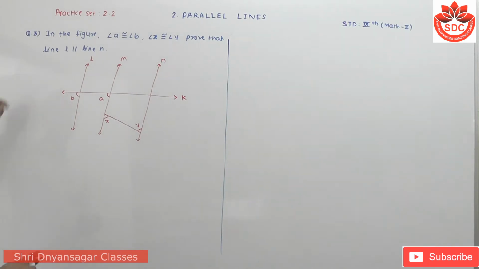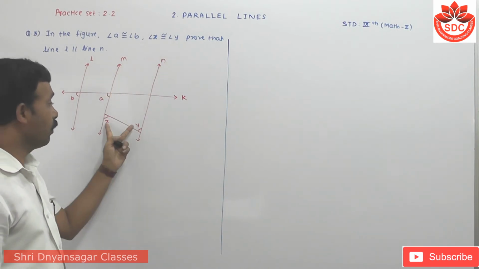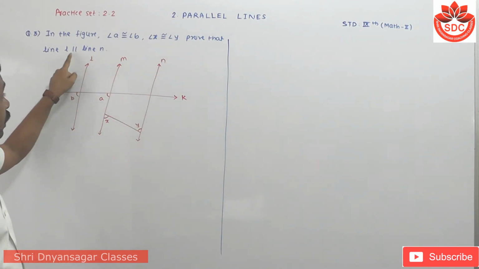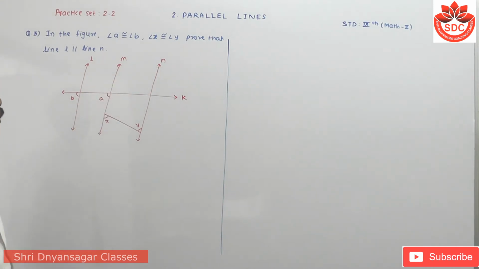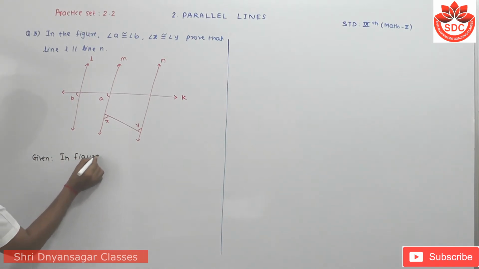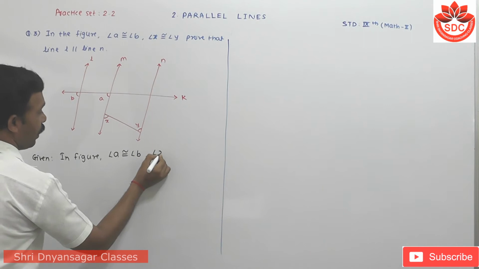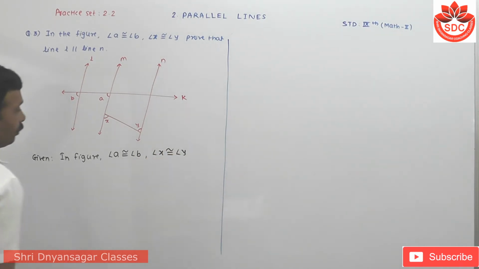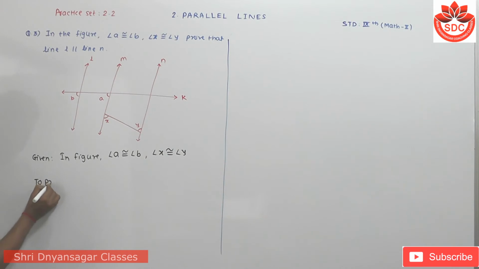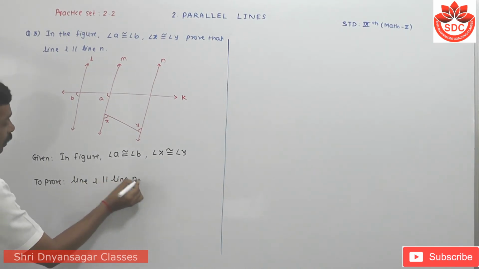Next question. Question third. In the figure, angle A is congruent with angle B. Angle X is congruent with angle Y. Prove that this line L is parallel with line N. Now student, for this it is given, in this figure, angle A is congruent with angle B and angle X is also congruent with angle Y. To prove, we have to prove here line L is parallel with line N.